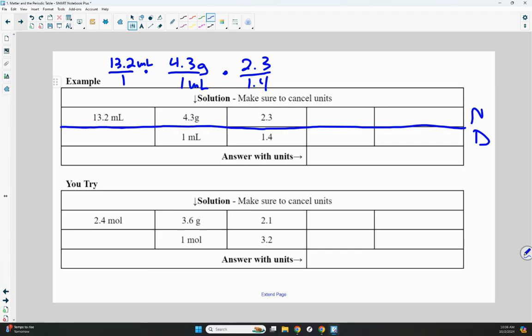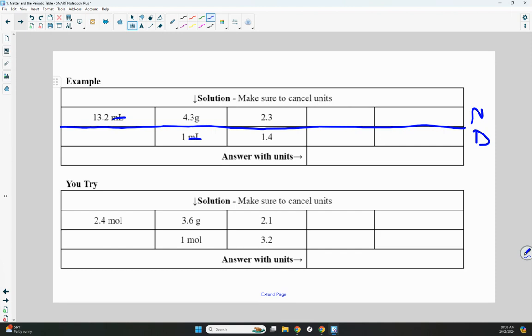I'm going to look for things, either numbers or units, that appear on both the top and the bottom of the fraction line. I see that I've got milliliters on both the top and the bottom, so I'm going to cancel that out. The reason I can do that is because if I'm multiplying by milliliters and then dividing by milliliters, those two processes cancel each other out. They undo each other, so we might as well not bother with it in the first place. Same thing if we had a number that appeared on both the top and the bottom, we'd be able to cancel it out.